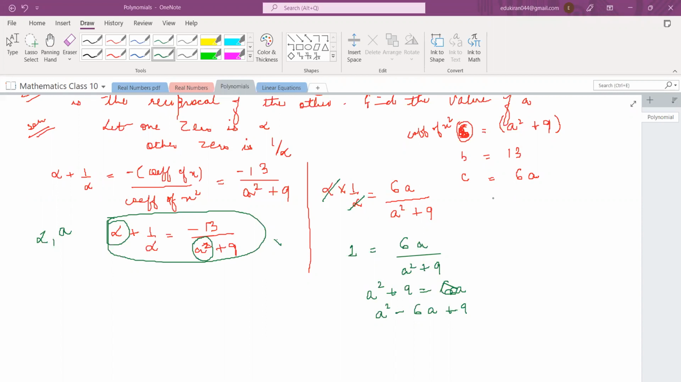Ma'am, a minus 3 and a minus 3. Everybody getting it? Yes, ma'am. So it will be reduced into the two factors, a minus 3 and a minus 3.